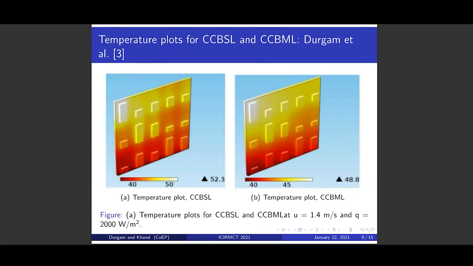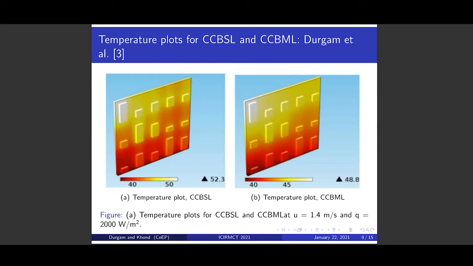It is found from the results that for the same input velocity and heat flux, the temperature of single layer copper clad board is 52.3 degrees Celsius, and that for multi-layer copper clad board is 48.8 degrees Celsius. The maximum temperature is obtained at the heat source placed in the top row extreme left, of size 42 by 15 by 5 mm. Also the temperature in the bottom row is minimum.